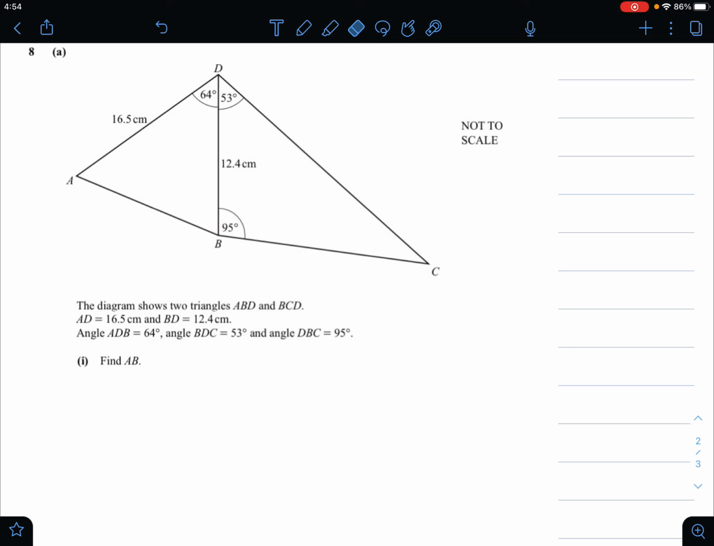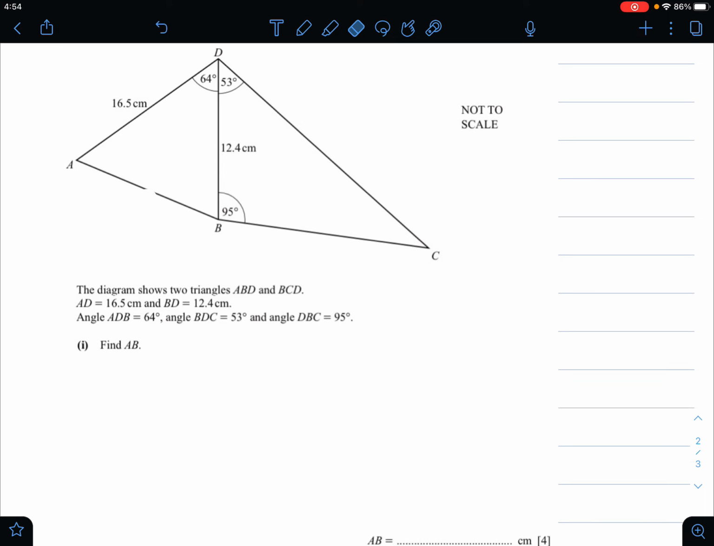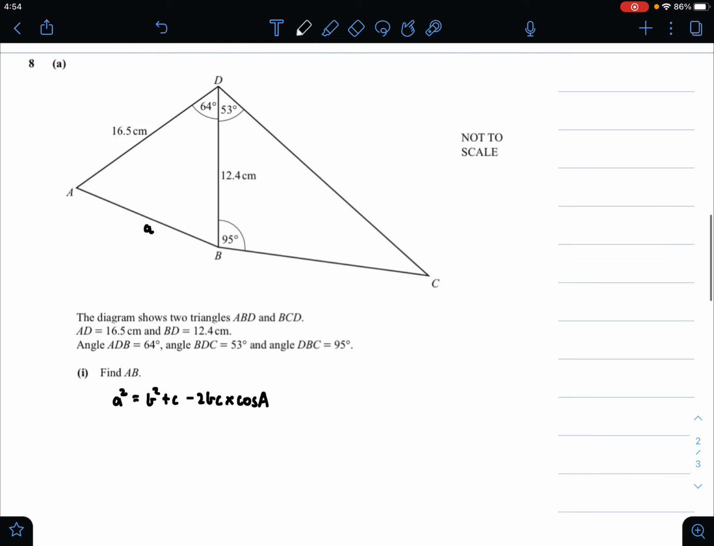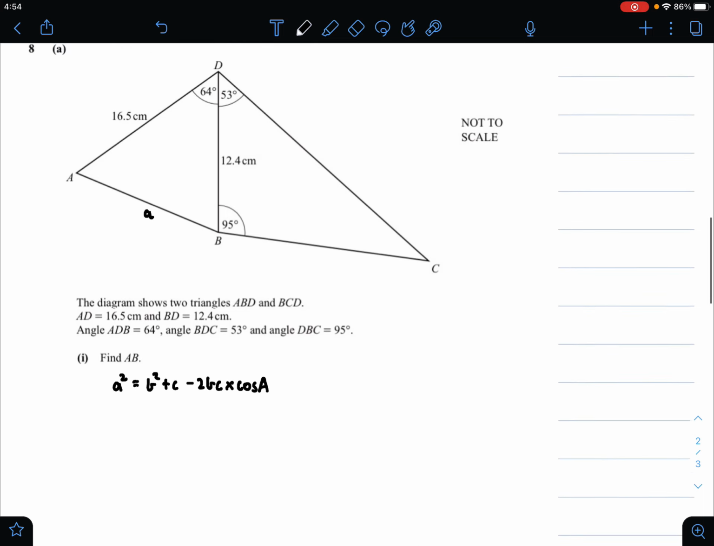So for part A1, they are asking us to find the value of AB. So let's label this as A for now. So let's use the cos rule for this question. So the cos rule is a squared is equal to b squared plus c squared minus 2bc multiplied by cos A. Now the capital A is the angle that is opposite to the side that we need to find.